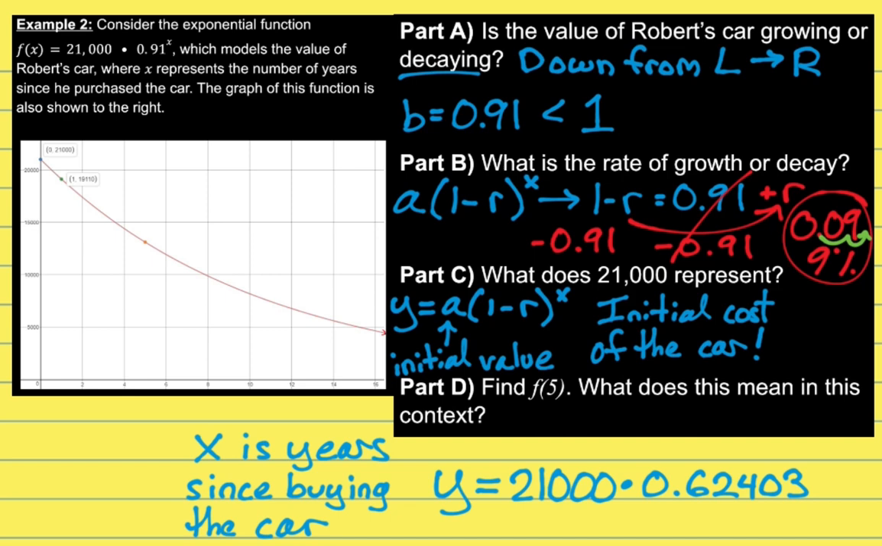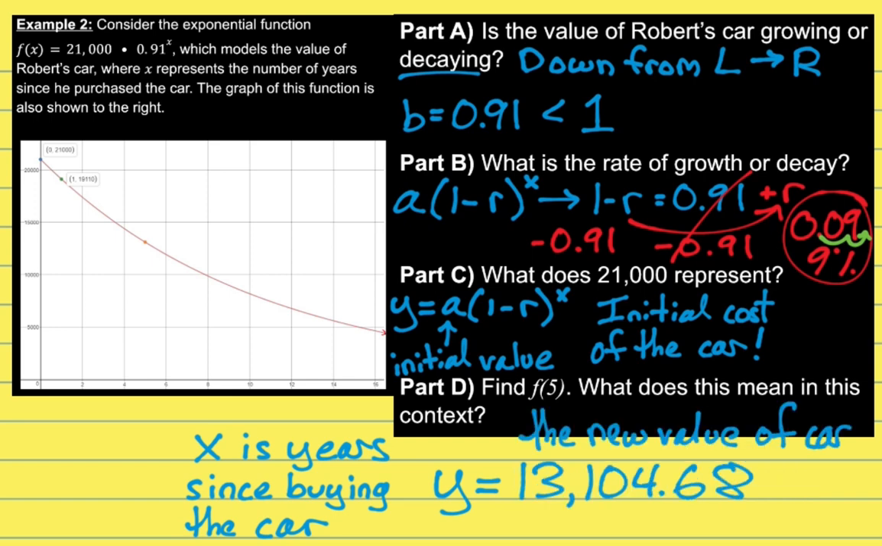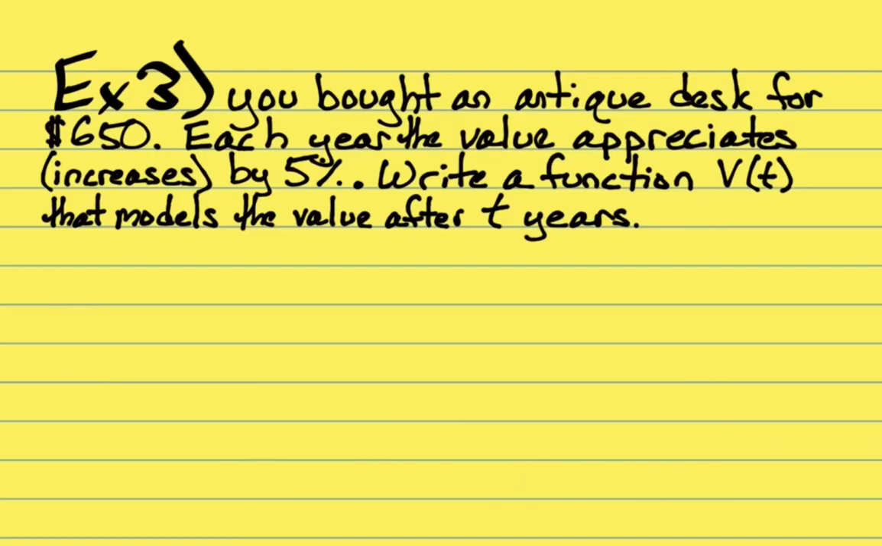Remember that 0.91 to the power of 5 means 0.91 times 0.91 times 0.91 times 0.91 times 0.91, 5 of them. Just leave that crazy decimal on your calculator screen and hit times 21,000. You should now see 13,104.68, which is the decayed price of the car, which makes sense. The moment you buy a car, it starts losing value the more you drive it. All right, a few more of these and then we'll be done.